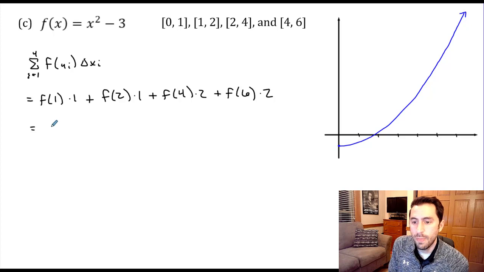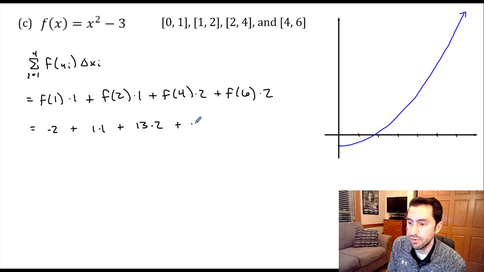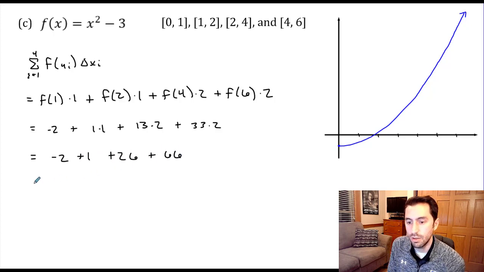So for the first one, 1 squared minus 3, it's going to be -2 times 1. 2 squared minus 3 is going to be 1 times 1. f of 4 is going to be 16 minus 3, so 13 times 2. And then our last one, 36 minus 3, 33 times 2. So we have -2 plus 1 plus 26 plus 66, which is going to give us a total of 91.